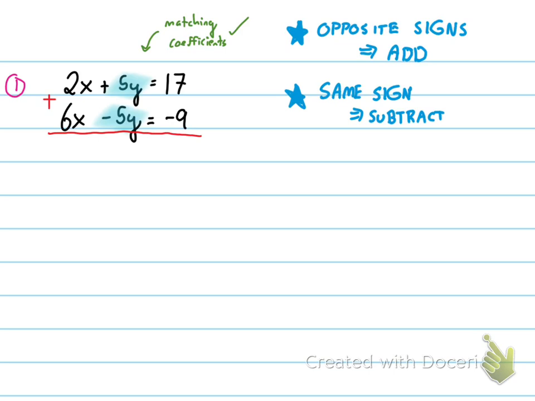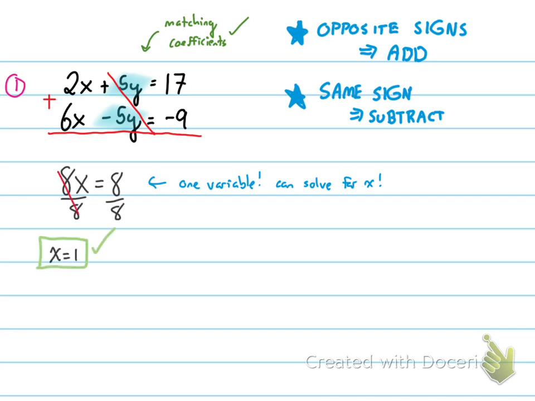The whole reason for doing that is I start to go down with the x's. 2x plus 6x will give me 8x. 5 plus negative 5 gives me 0. So that's how I get rid of that y variable. Then 17 plus negative 9 gives me 8. Now, I only have one variable, so I can solve for x. I'll divide by 8 on both sides, and I'm left with x equals 1.